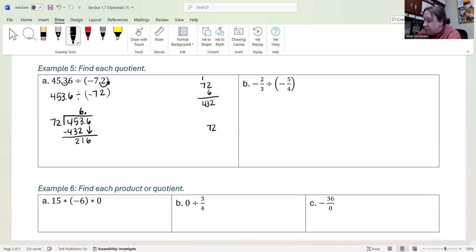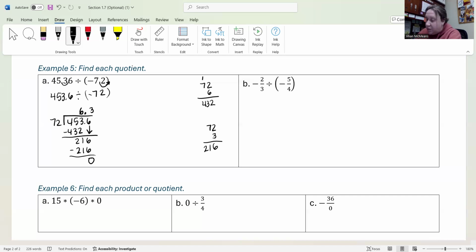So we take 72 times 3. Well, 3 times 2 is 6. 3 times 7 is 21. So it happens that 72 goes into 216 exactly 3 times. So I want to subtract my 216. I get that 0 remainder. That 0 remainder is awesome because that tells you your division is done.